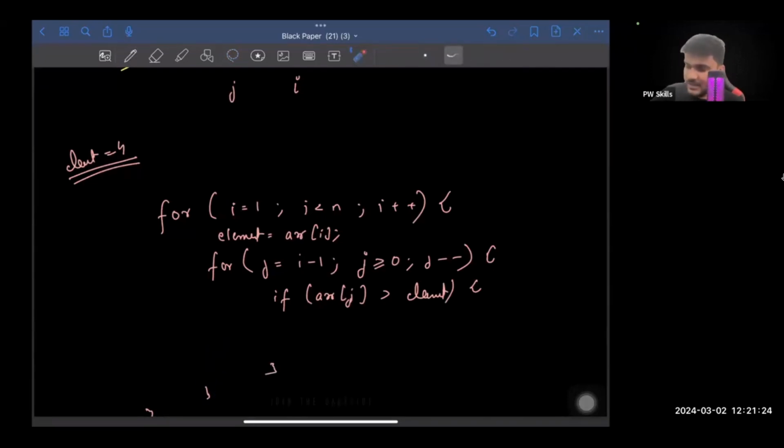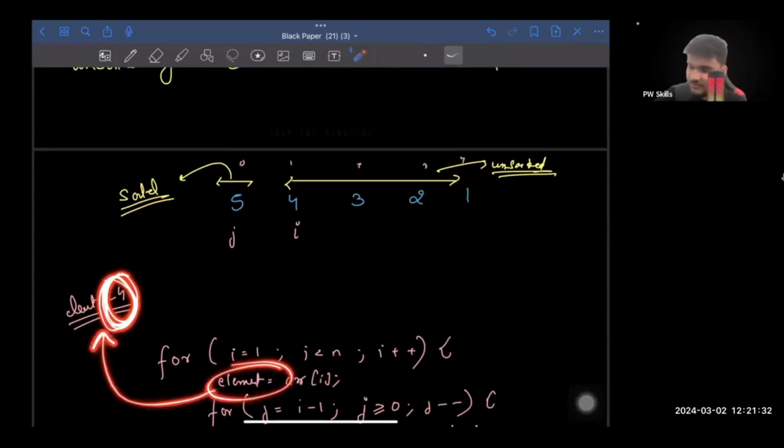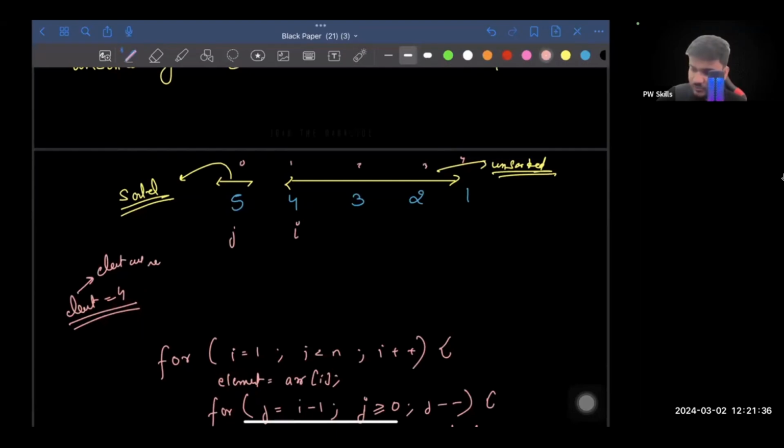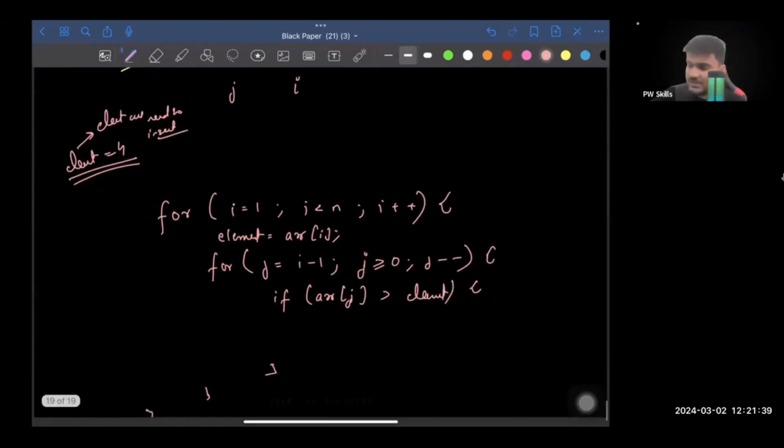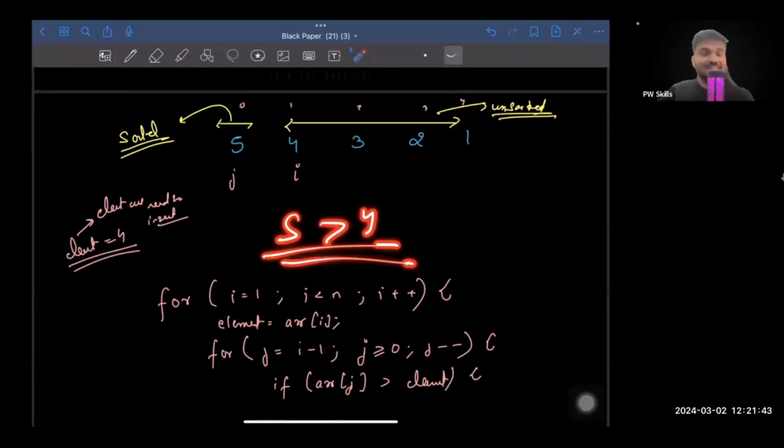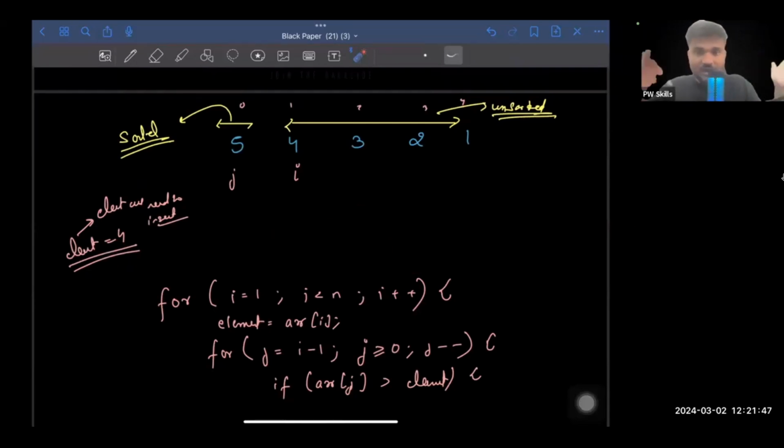Right. So what we do is, if the element at the jth index is greater than the element we want to insert. What is this element? This is the element we need to insert. Okay. We will check: is 5 greater than 4? Yes, it is. Then definitely 4 is going to be to the left of 5.